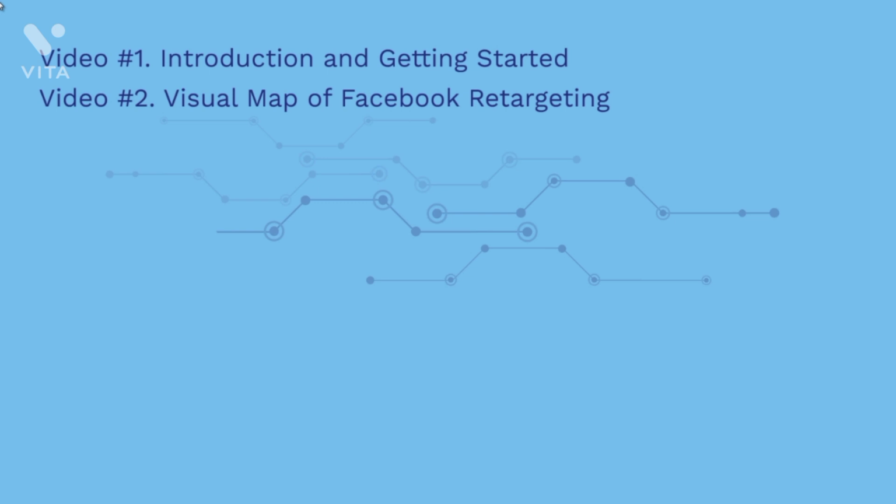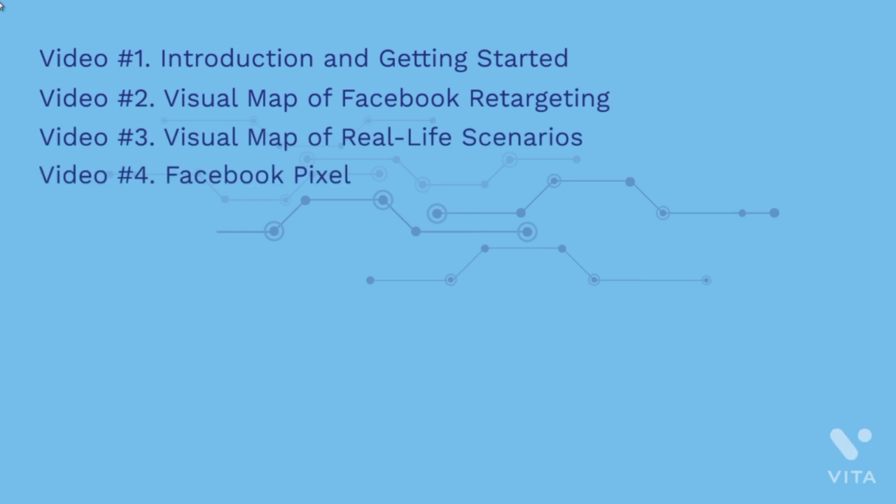So once I show you the basics via a visual map, that's when we show you some real life examples in video number 3. Of course, in video number 4, I'm going to talk about the Facebook pixel, what it is, why it's important, and how it's used. And of course, from that point, we'll move to video number 5 and talk about how to add the pixel to your website, whether you're using WordPress, ClickFunnels, Lead Pages, or any other landing page builder.